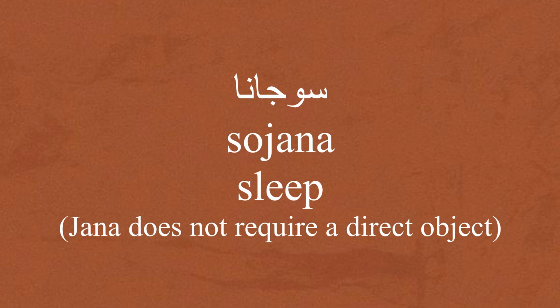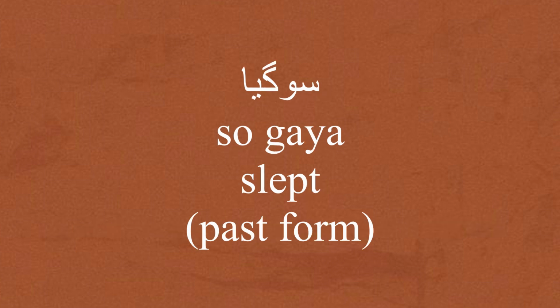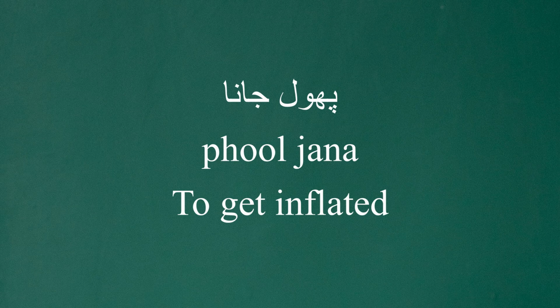For simplicity, we'll use simple sentences. I'm going to conjugate them into a few tenses. Now let's get started with the verbs. We're going to learn 15 new verbs. The first one is Phuljana. Phuljana means to get inflated.